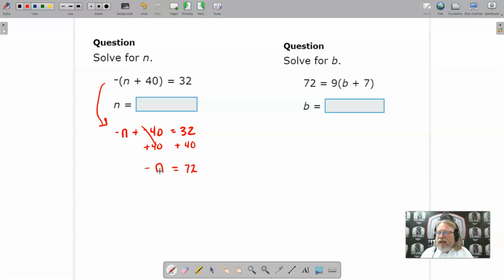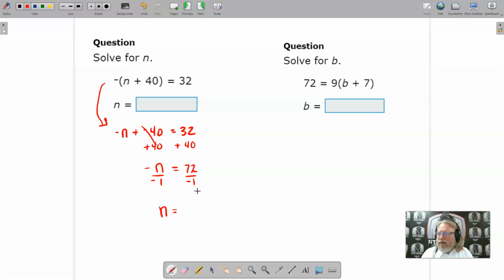Now, I have a negative n. I cannot have this as a negative. We talked about this in the lesson with the algebra tiles, that we can go ahead and divide both sides by negative 1, right? And negative divided by negative is positive, because what I did to one side, I did to the other. So this is a legal move I can do here. So negative divided by negative is positive. N divided by 1 is still n.